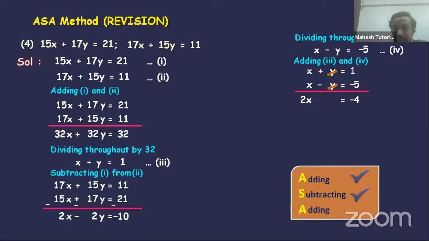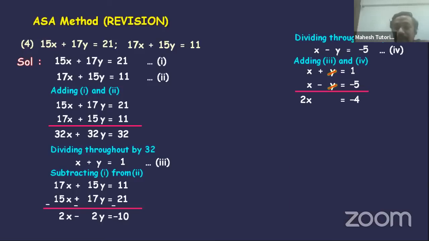Okay. 1 minus 5 will give me minus 4. Now students, in that case, again, keeping x as it is, minus 4 as it is, and 2 will go on the other side. So it will be x is equal to minus 4 upon 2. Okay, x is equal to minus 4 upon 2.